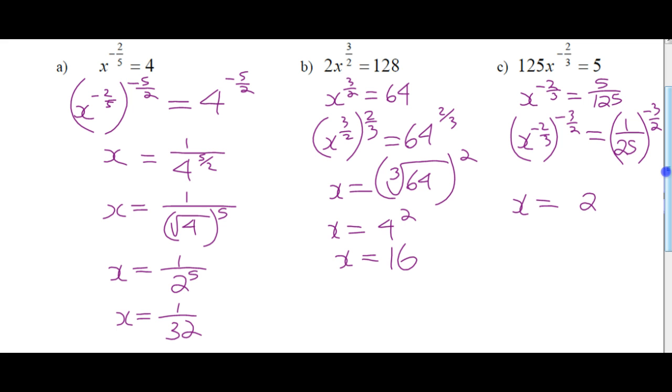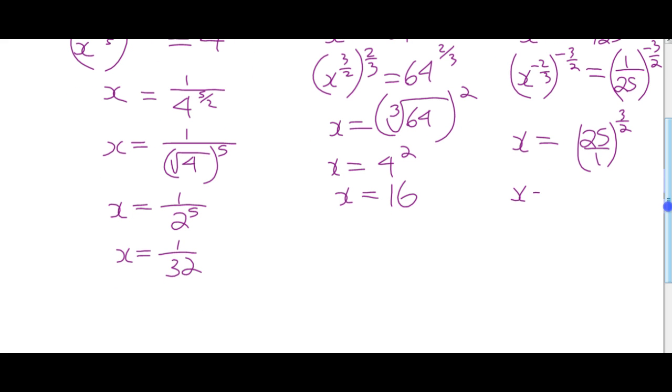And this guy, I can flip this and make it 25 over 1, and then change that to a positive, right? So it's just 25 to the 3/2, which is the square root of 25 cubed, which is 5 cubed, which is 125. So x equals the square root of 25 cubed, which is 5 cubed, which is 125.